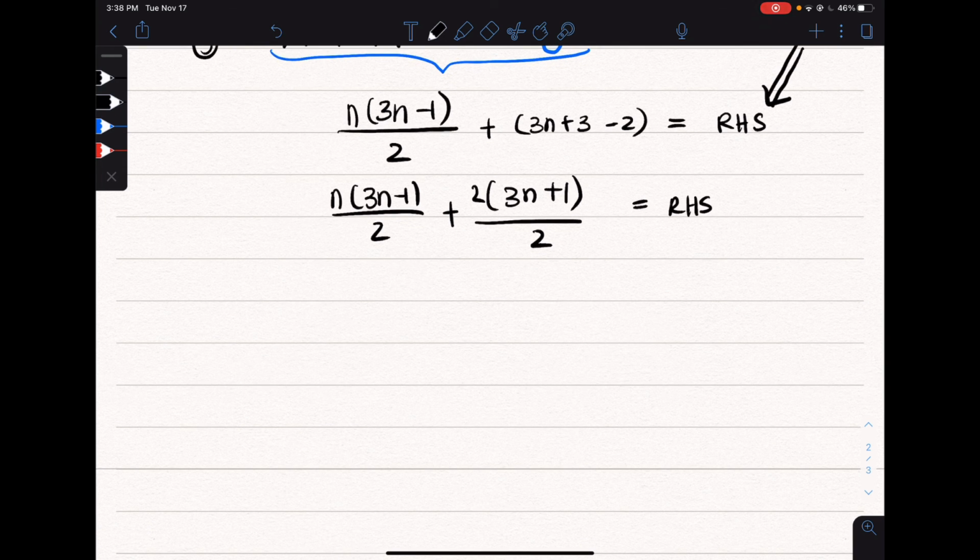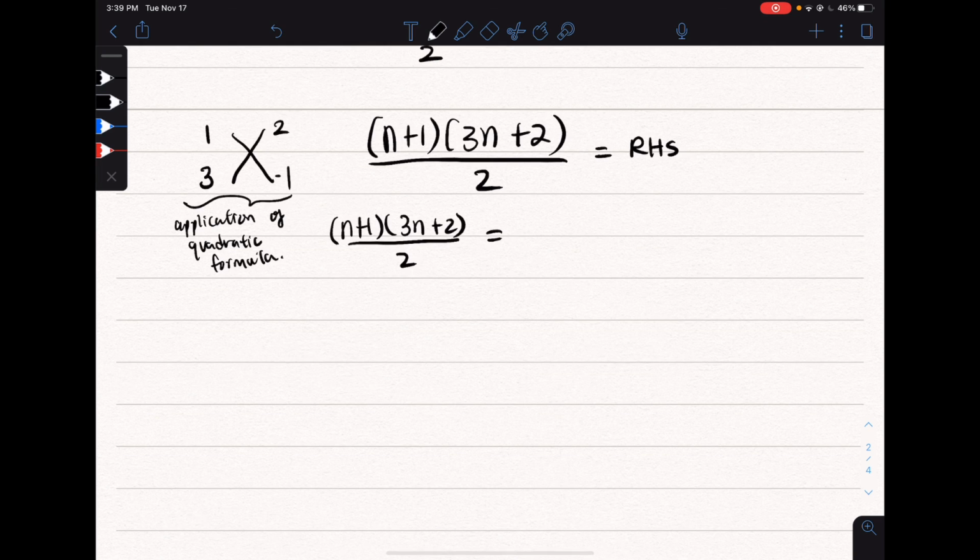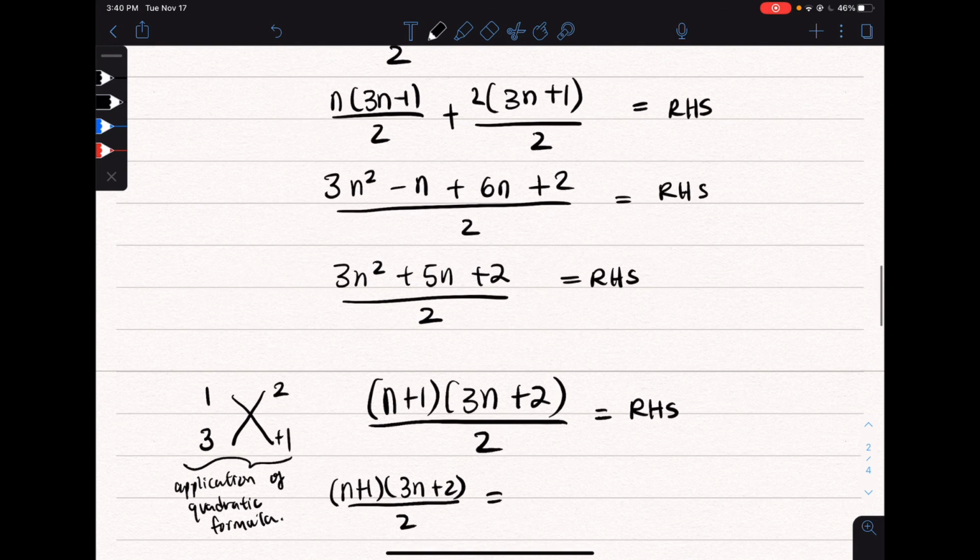Now, we're going to expand the two terms together, which means that you're going to have to expand the first term, 3n squared minus n plus 6n plus 2 over 2 equals the right-hand side. Now, what you want to do here is to just use the quadratic formula. If you're not familiar with it, probably look that up. So I've applied the quadratic formula here, as you can see, my little doodle. And the left-hand side is factorized.